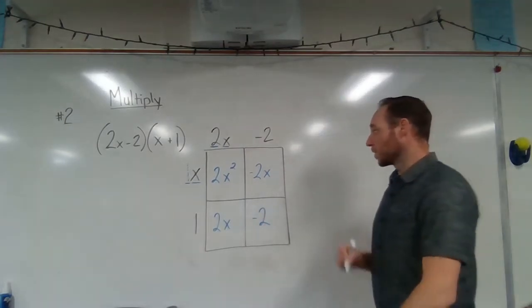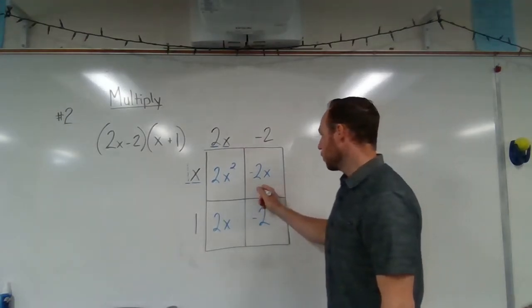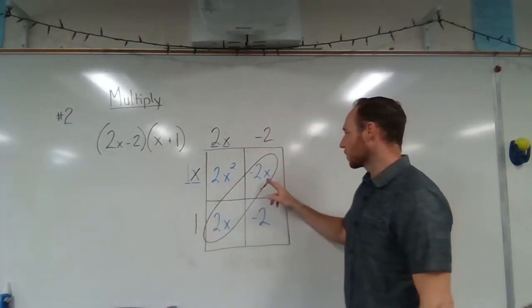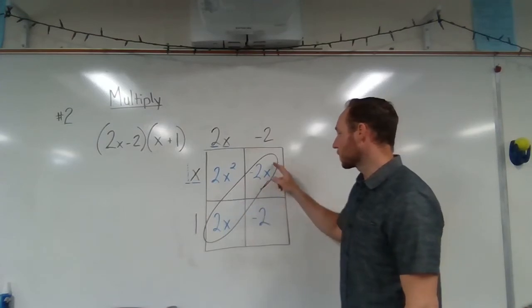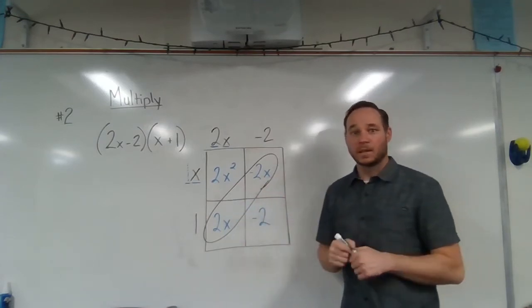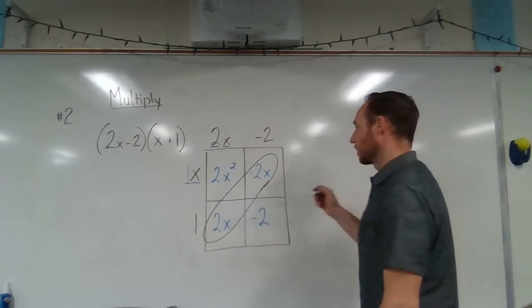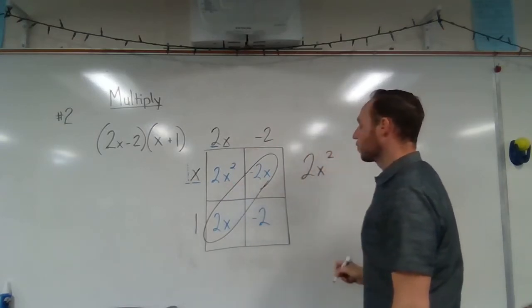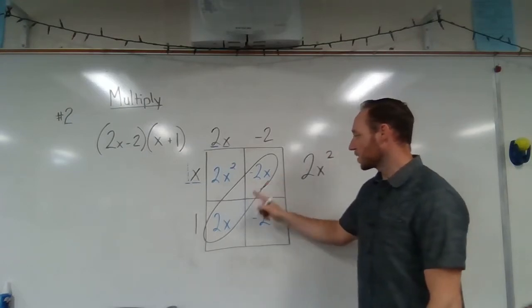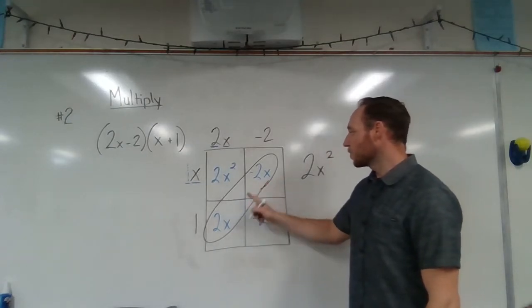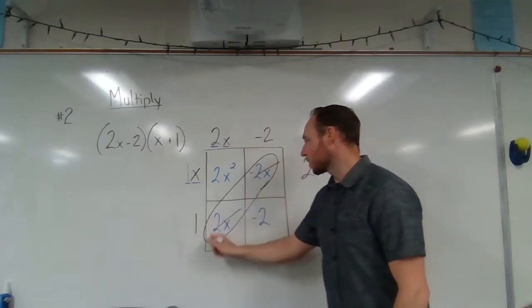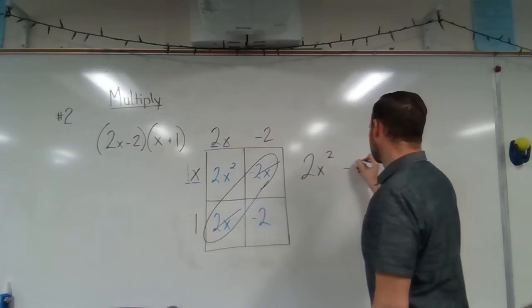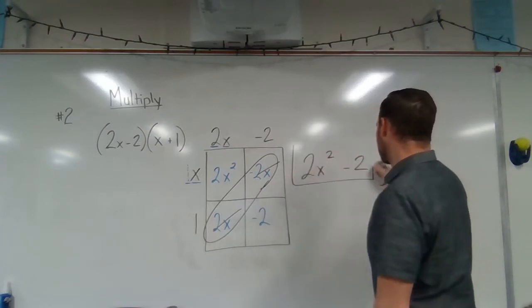Let's combine some like terms here. Let's see. Ooh, I have a negative 2x and a positive 2x. Those are my like terms because they have the same variable with the same exponent of 1. Let's write our answer. 2x squared has no common terms. I have a negative 2x and a positive 2x. Negative 2 and positive 2, those cancel each other out, don't they? Cool. And a minus 2. Minus 2. This is my answer.